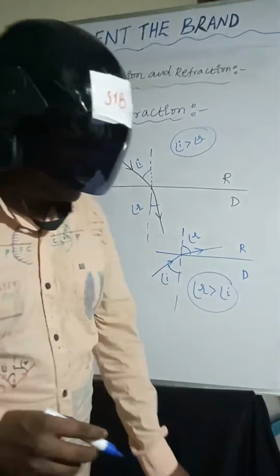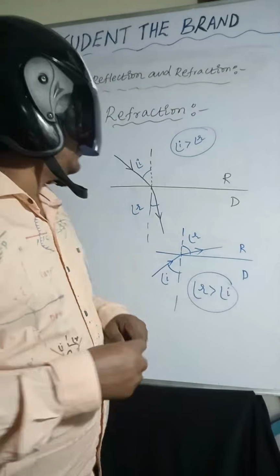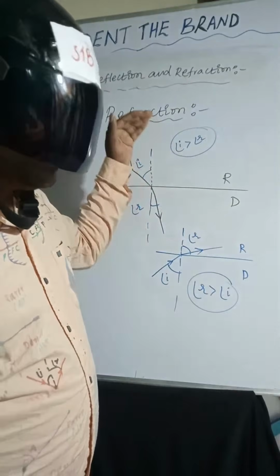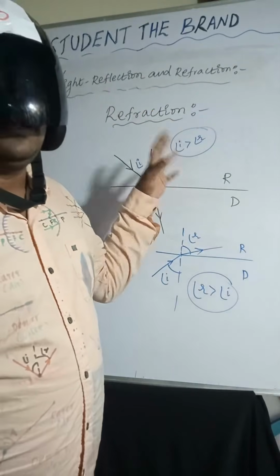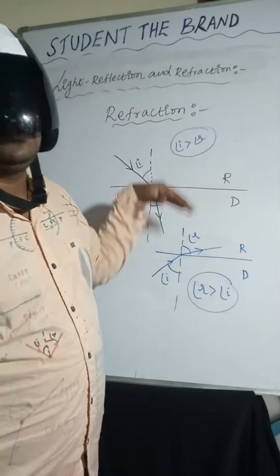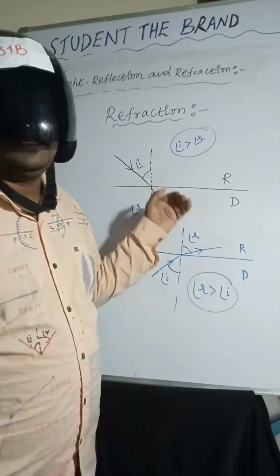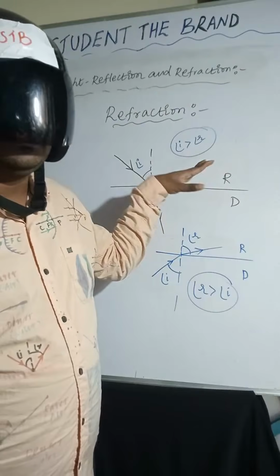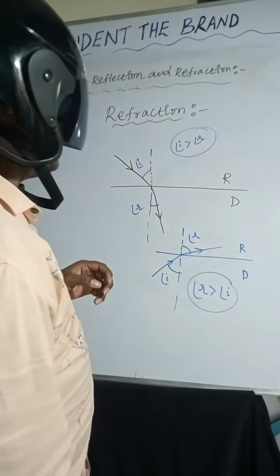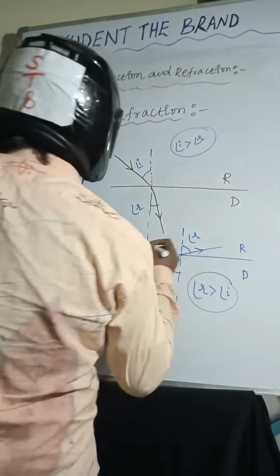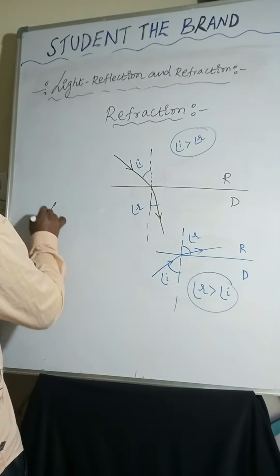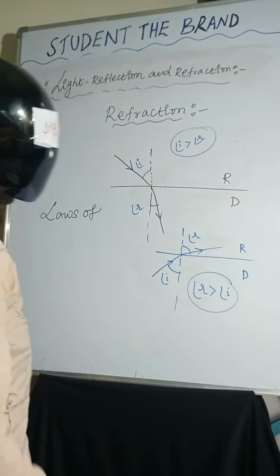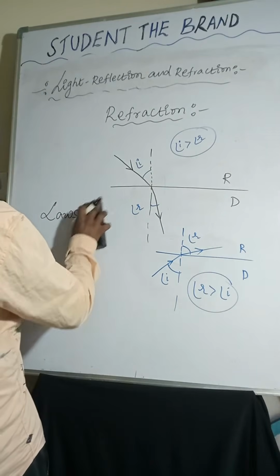So what is refraction? The path of the light changes when it is moving from rarer to denser, or simply we can say the bending of the light ray at the interface of the two media is called refraction. Here we will discuss the laws of refraction.